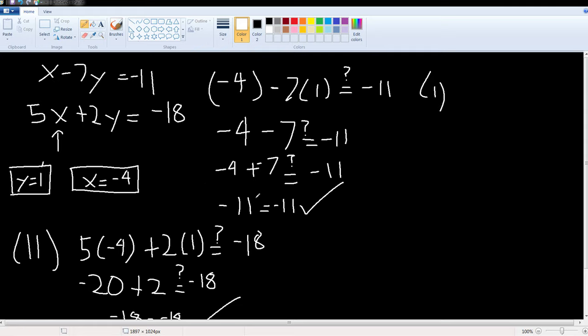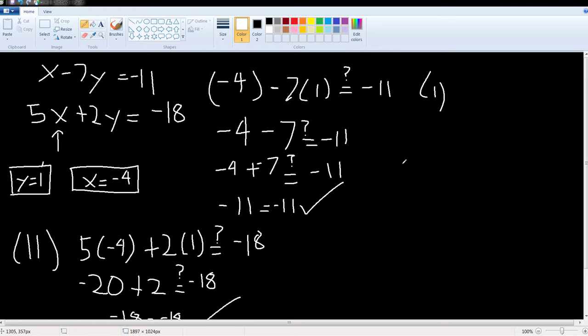Now it's important to realize that when we're solving two linear equations, we're essentially figuring out when these equations, if solved into y equals mx plus b format, intersect. So this information is telling us that at x equals -4, y equals 1, this is where the two lines intersect if I were to put them into y equals format.